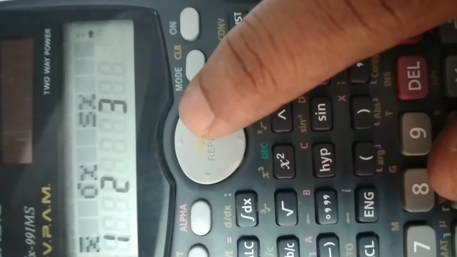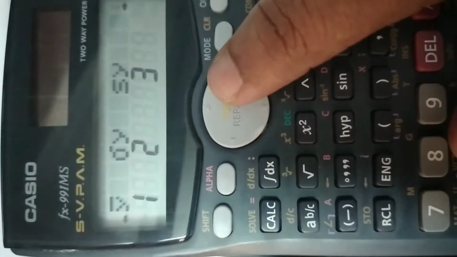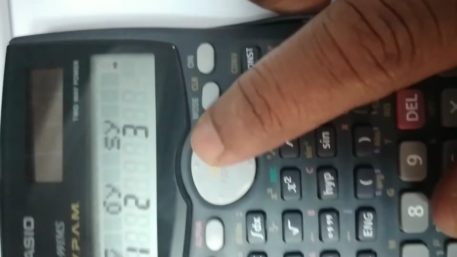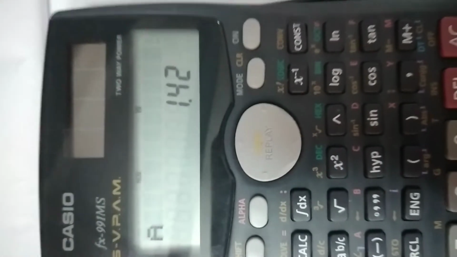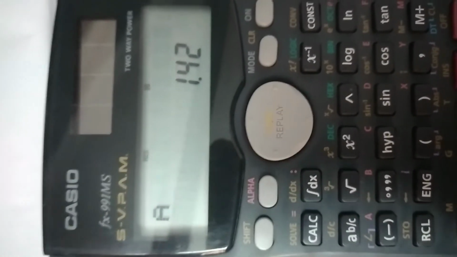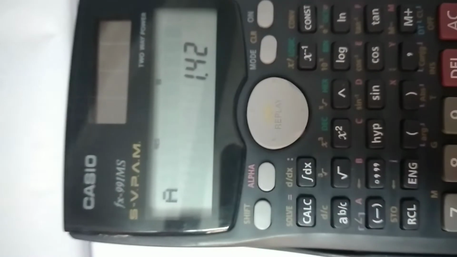Press 2. You will get X bar, sigma X, SX. Go for the right arrow mark. Y bar, sigma Y, SY, and go for right again. A, B, C. These are the required values for us. So for A, you operate 1. 1 is equal to, answer 1.42. So A is equal to 1.42. I have written here A is equal to 1.42.